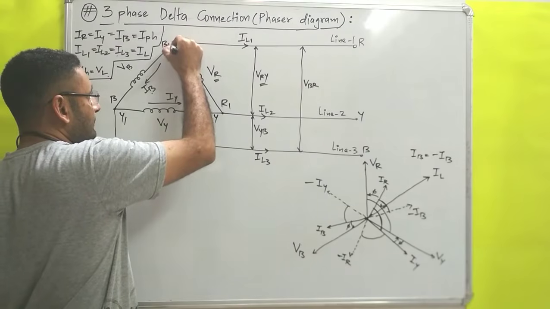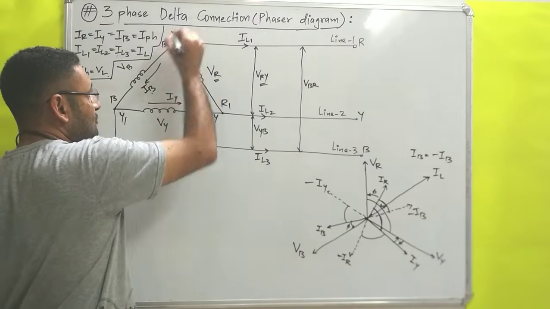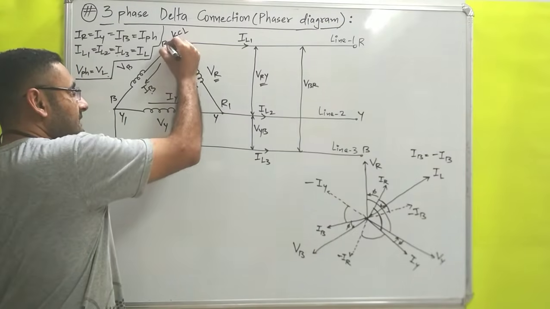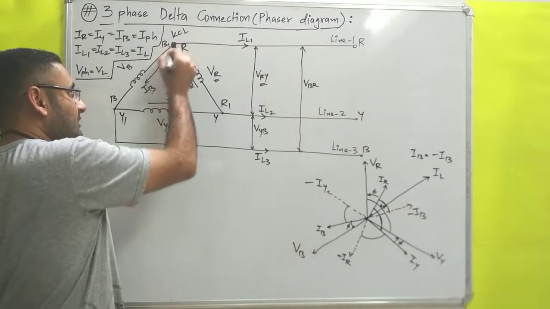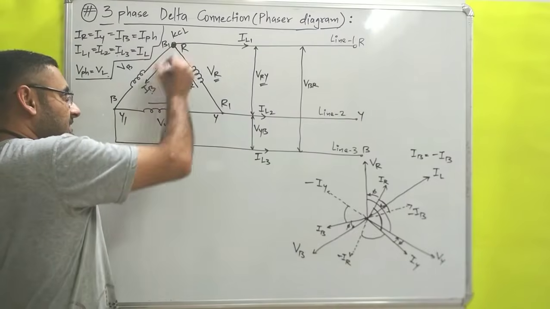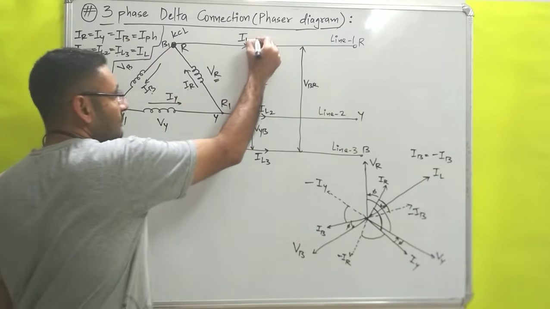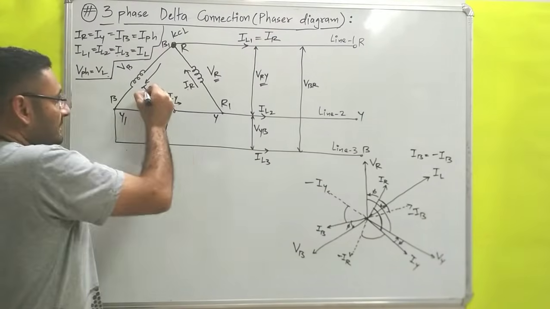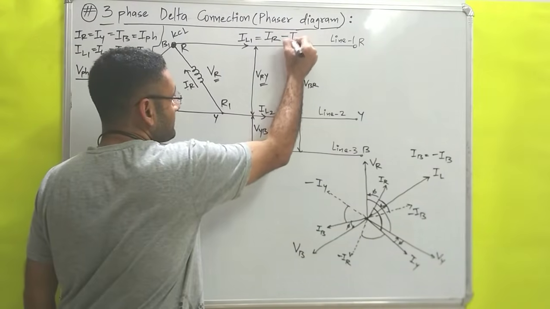So that is the junction. We will apply KCL, Kirchhoff's current law. How will we apply it? Whatever currents are entering the junction will be positive, and leaving the junction will be negative. Entering the junction means positive, so IL1, how much current will flow? That is your IR, and leaving the junction is negative, meaning minus IB.